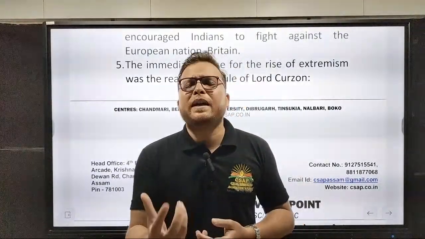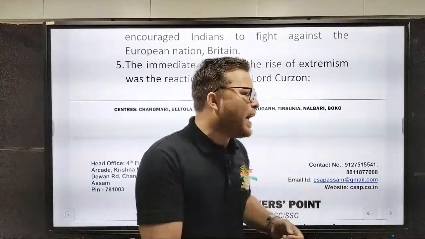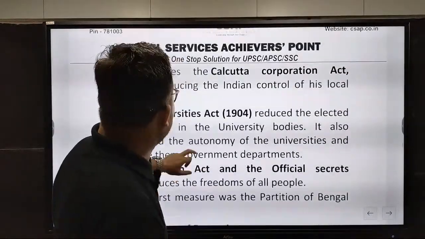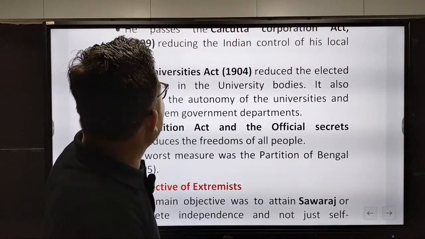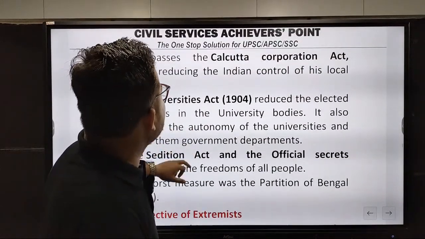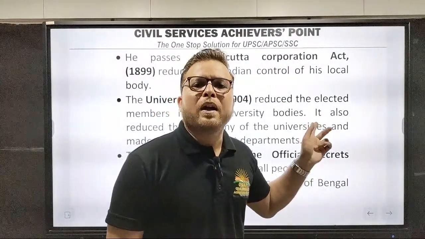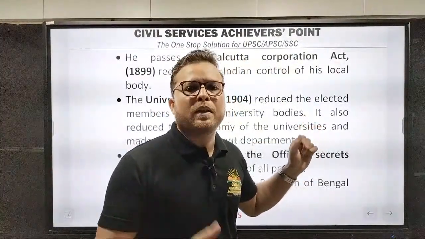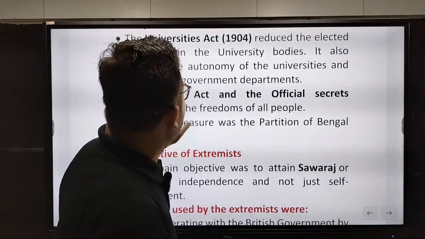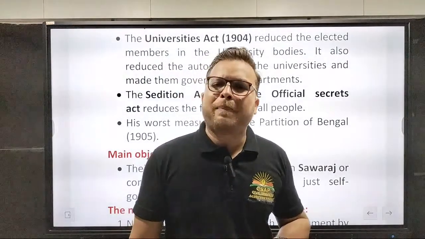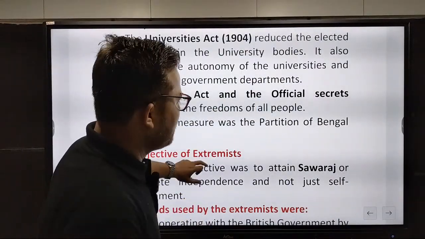So due to these controversial decisions, he also brought another act, see, this is the Universities Act of 1904. He also passed the Calcutta Corporation Act. And he did this why? He wanted to reduce the representation of Indians in this particular body. Then the Universities Act of 1904, and he brought into effect another act by the name of the Sedition Act and the Official Secrets Act.